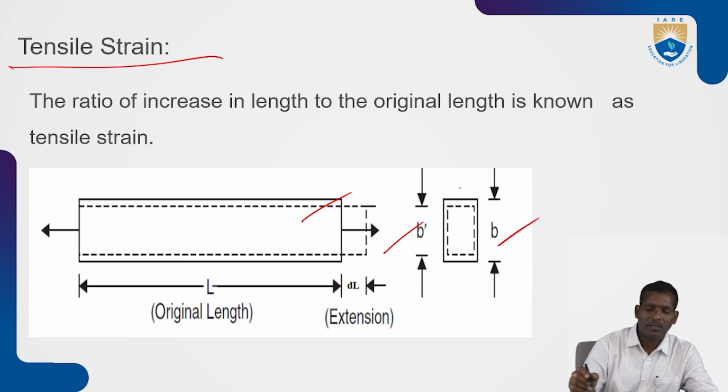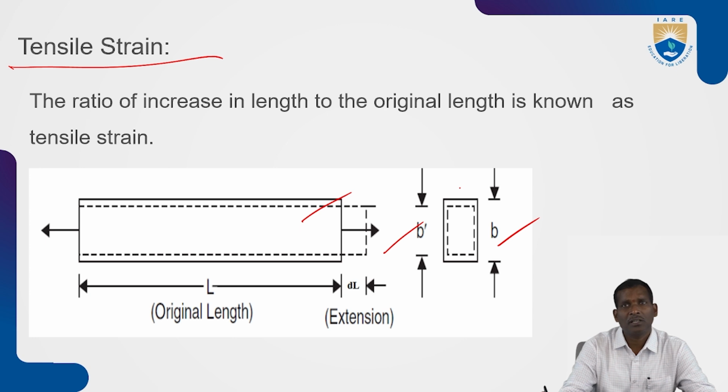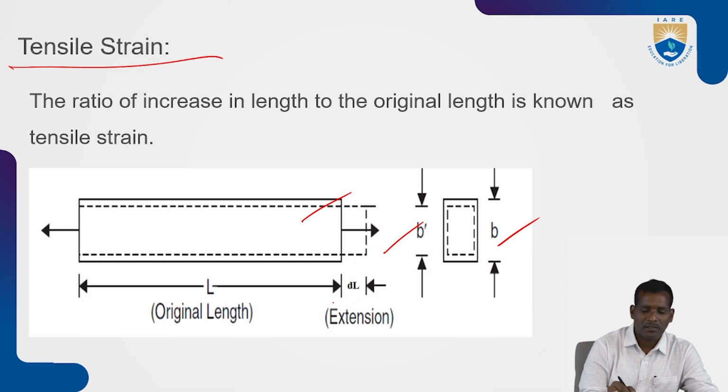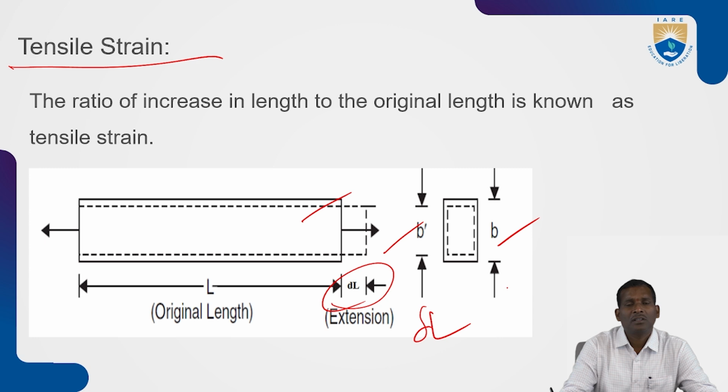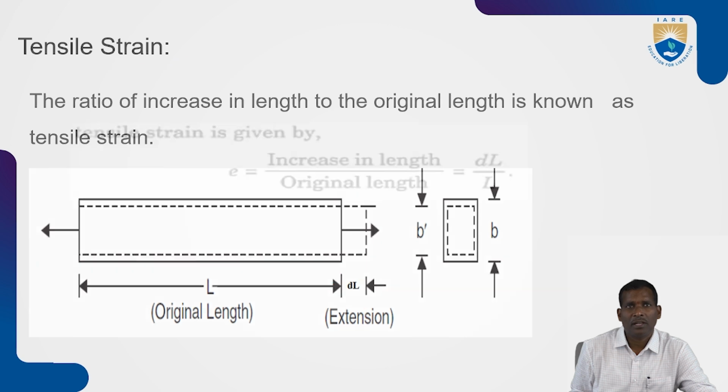Breadthways, B and B dash. B dash is the new one, B is the previous one. The extension: how much extension occurs? DL, that you can also represent with delta L. Deformation: so how much is the increased length? Delta L by L, the change in length, the increase in length by the original length.